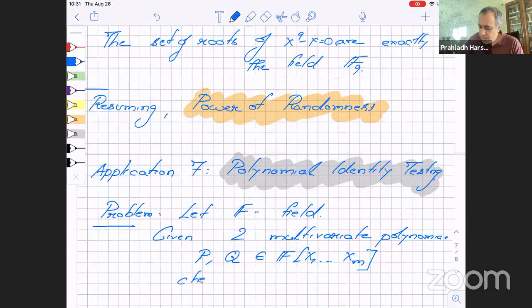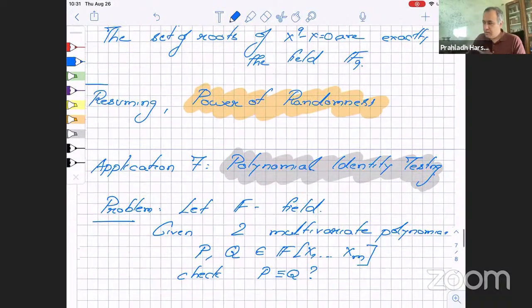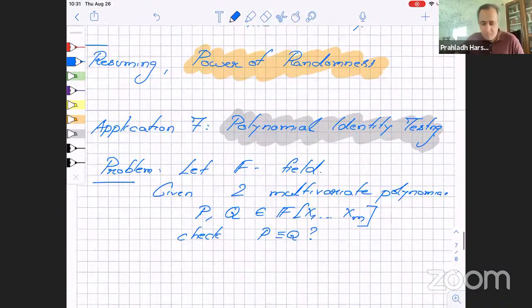Check if they are exactly the same polynomial. What does this mean? When you write it, it's a polynomial, so it has a coefficient representation, and the coefficient representations of P and Q are exactly the same. This is what I want to check. So that's the problem here.